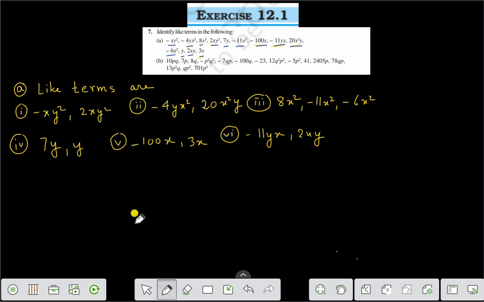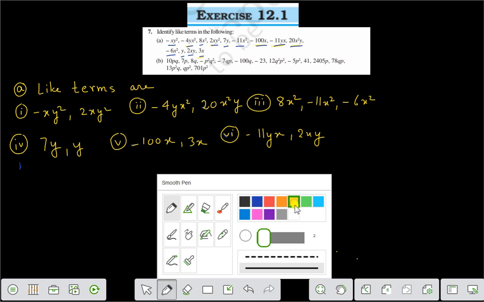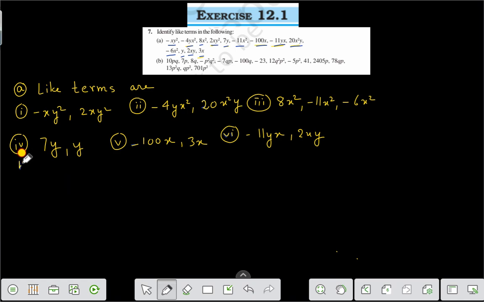Let's solve question number B. This is question number B. We'll find the like terms again.